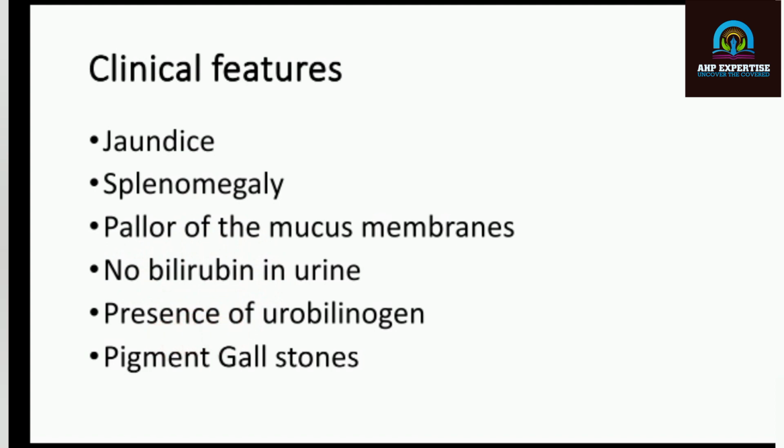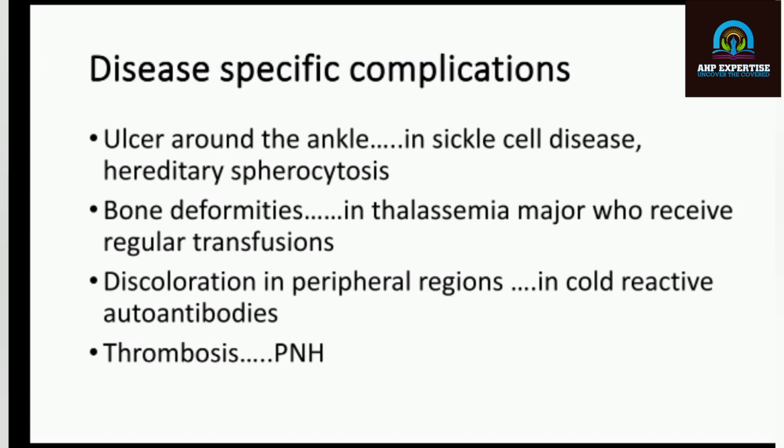All right. Then comes the disease specific complications. These disease specific complications occur with the hemolytic anemia. First of all, I've listed ulcer around the ankle, and this complication is seen in patients having sickle cell disease and hereditary spherocytosis. In hereditary spherocytosis, there is a mutation in the chromosome which results in abnormalities in the red blood cell membrane structure. As a result, there will be hemolysis in the spleen.